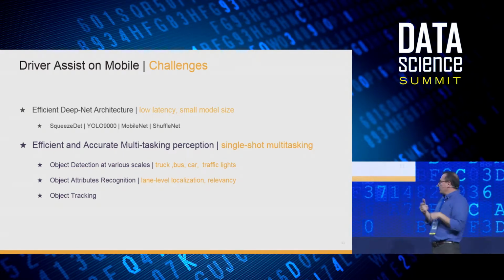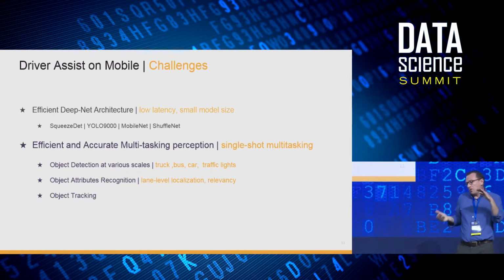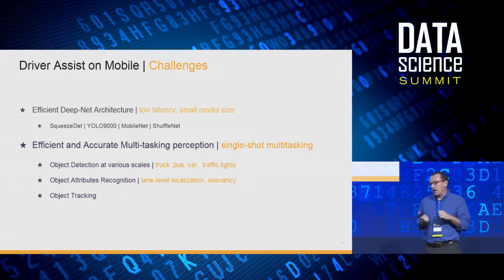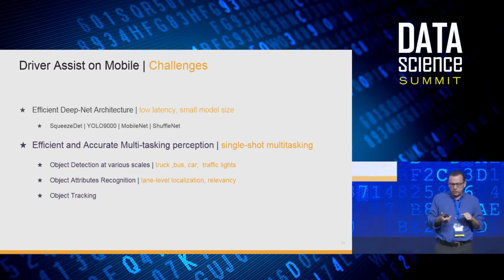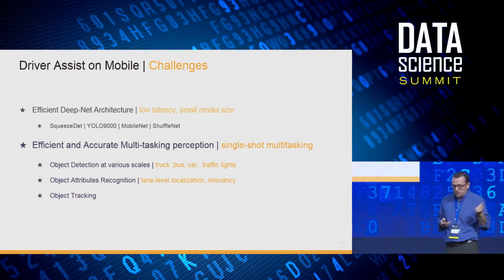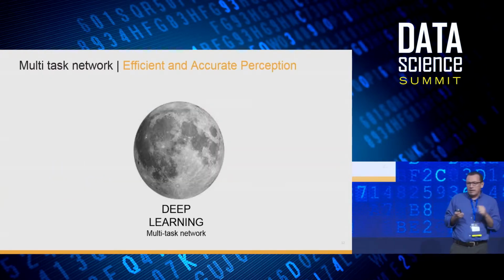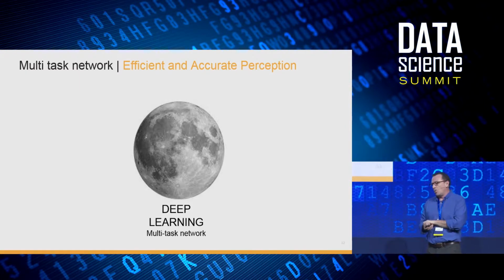And the other thing you need to do is object tracking. So the question is, how do we combine all of those things, basically doing multitasks, object tracking, and attribute recognition in one network? And that's what I'm going to talk about. And before that, let me talk a little bit about what ADAS, or Advanced Driver Assistance System, really means.